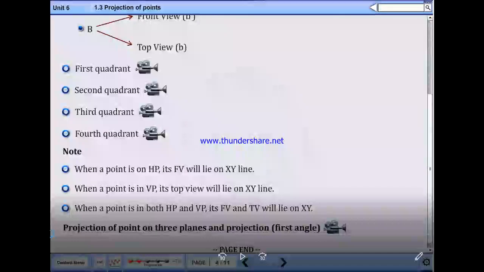Note, when a point is on HP, its front view will lie on XY line. When a point is in VP, its top view will lie on XY line. When a point is in both HP and VP, its front view and top view will lie on XY. Projection of point on three planes and projection is the first angle.